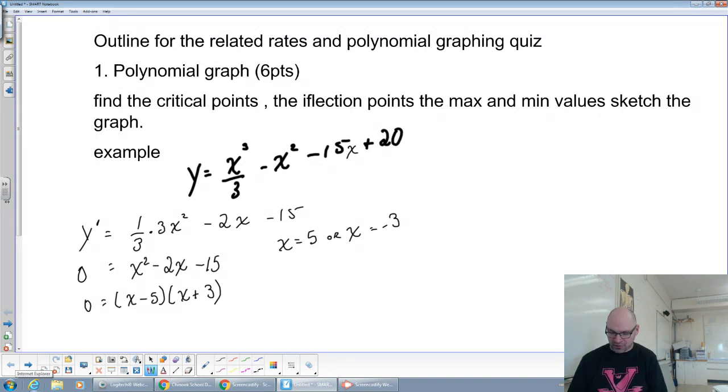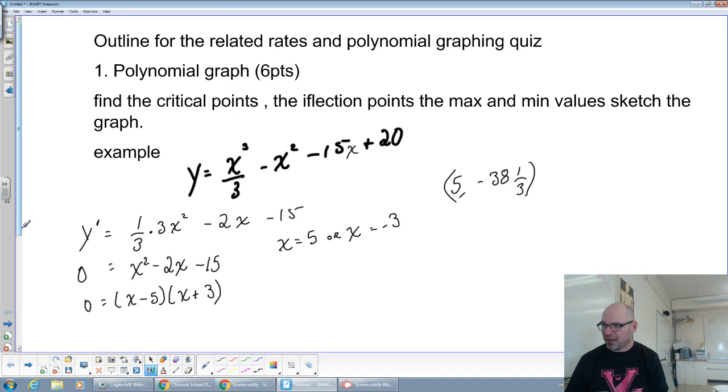Okay, and then you take your calculator out, 5 to the power of 3 divided by 3, minus 5 squared, which is 25, minus 15 times 5, plus 20. So you get 5 and negative 38 and a third for our first one. My calculator works in fractions, so it helps out a little bit.